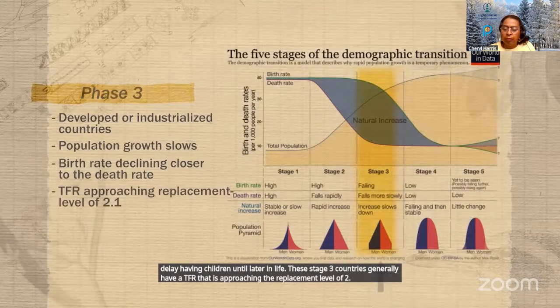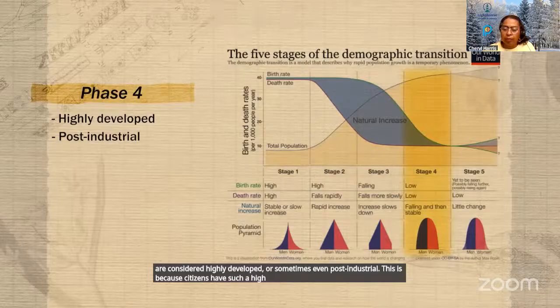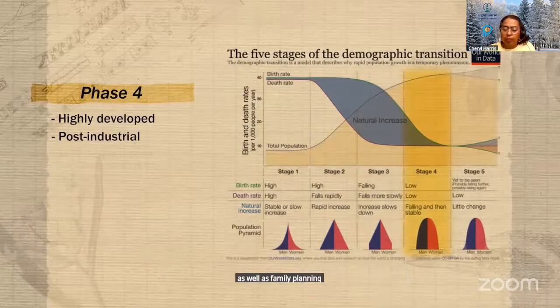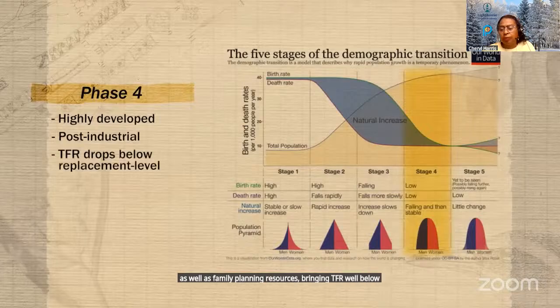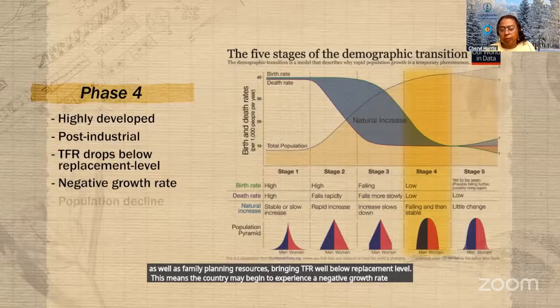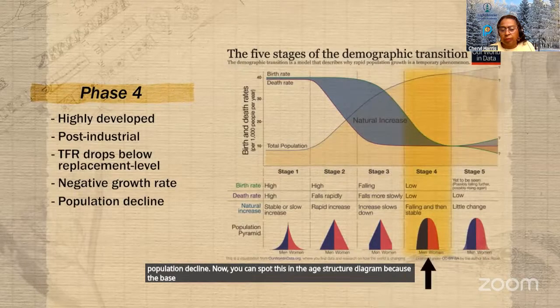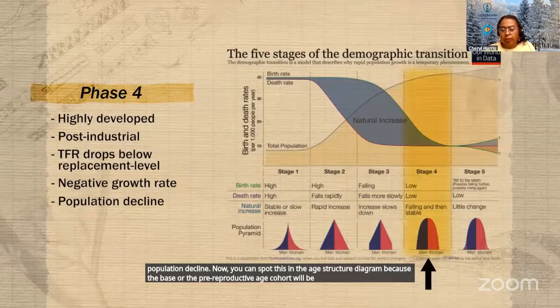Stage 4 countries are considered highly developed, or sometimes even post-industrial. This is because citizens have such a high access to educational and career opportunities, as well as family planning resources, bringing TFR well below replacement level. This means the country may begin to experience a negative growth rate or population decline. Now, you can spot this in the age structure diagram because the base, or the pre-reproductive age cohort, will be smaller than the reproductive age cohort.